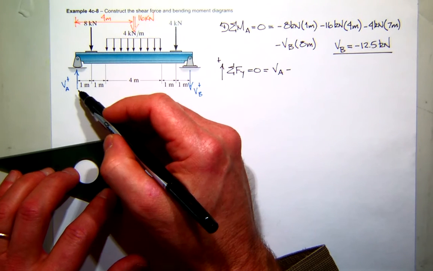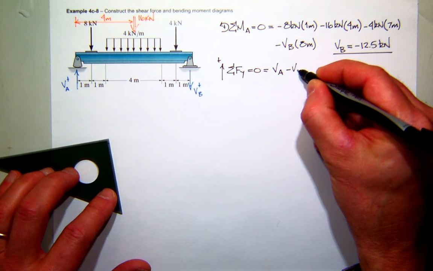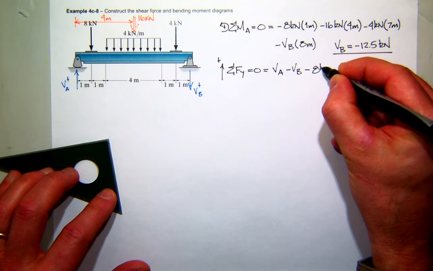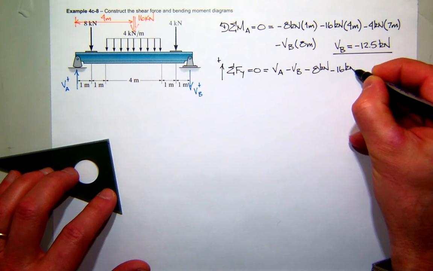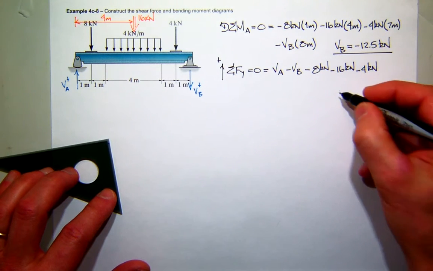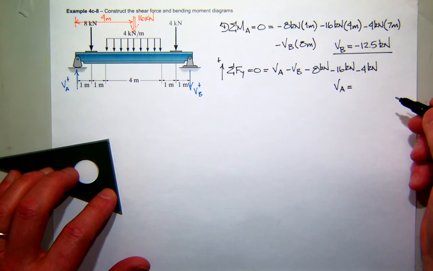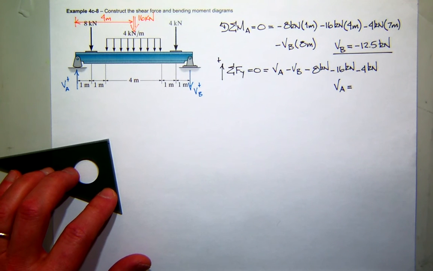So I have my shear force, so up minus the shear at B, and then minus all these other ones. I've got 8 kilonewtons, 16 kilonewtons, and 4 kilonewtons. So what's the shear at A? 40. Say again? 40. No.